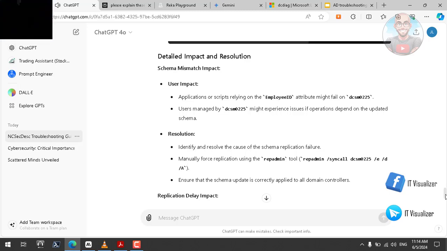Manually force replication using the repadmin tool: repadmin syncall DCSM 025 ED/A. Ensure that the schema update is correctly applied to all domain controllers.